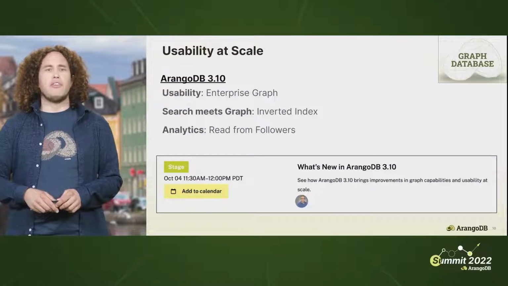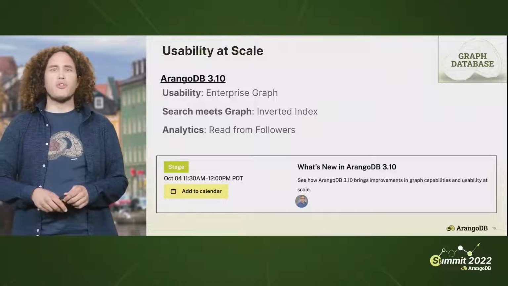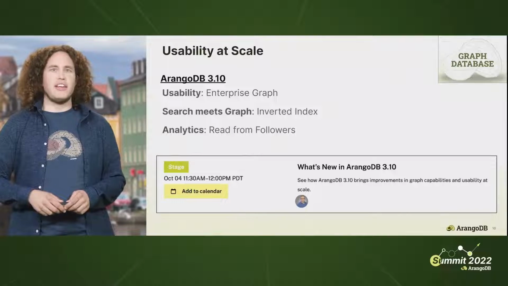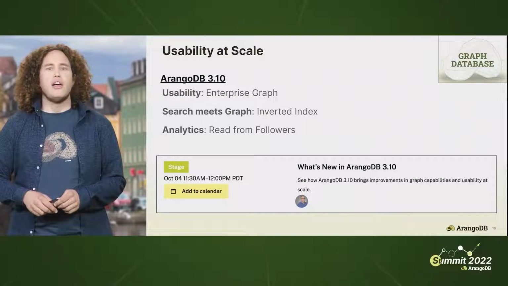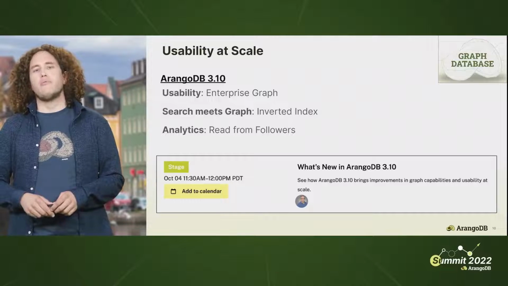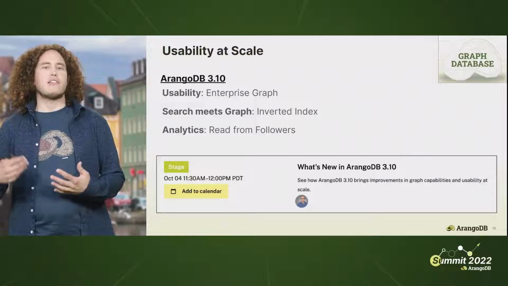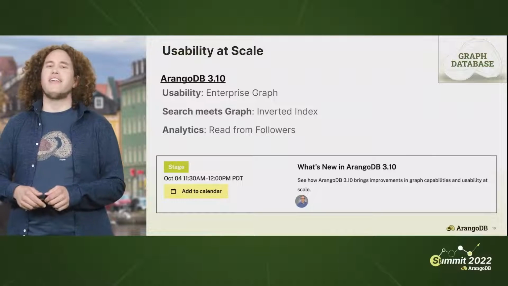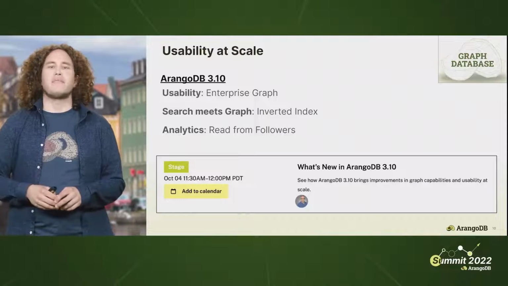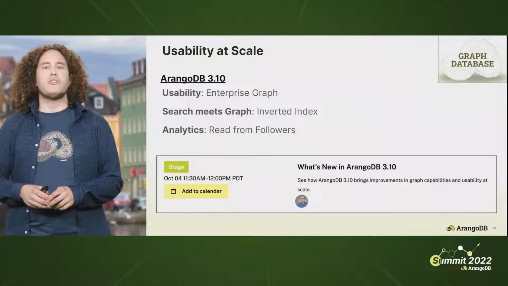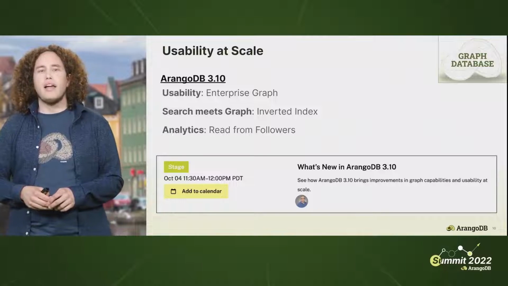So there we always had Arango Search around. Arango Search is not just a full text search, but actually a full-class information retrieval suite. And here in 3.10, we introduce an even tighter collaboration with the overall graph capabilities by introducing an inverted index.